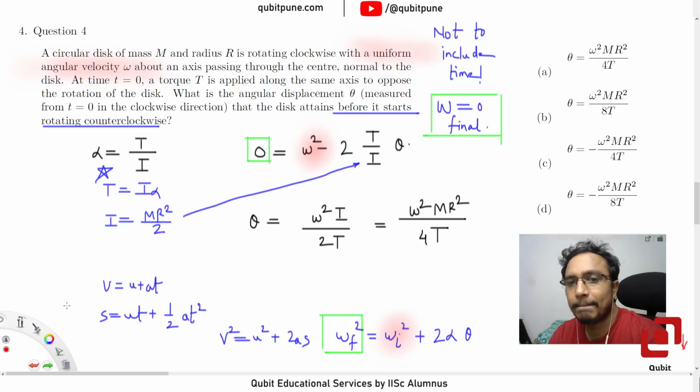So I did it using fully calculus. I wrote alpha is this, and then d omega by dt equals t by I. I found omega as a function of time, and then theta as a function of time again. Then using omega as a function of time, I found the time at which omega equals 0, and substituted in the expression for theta. It's a bit longer, but yeah.